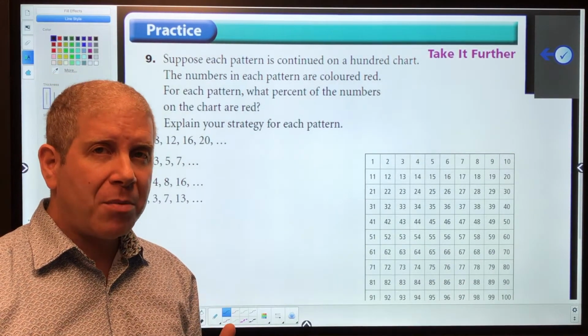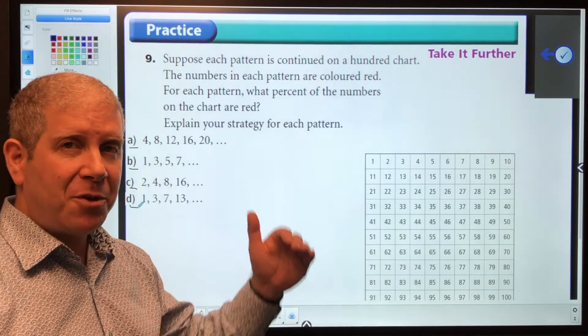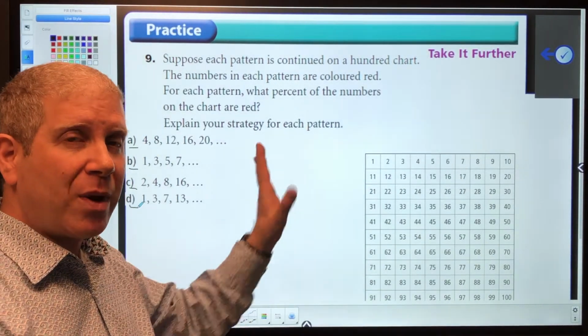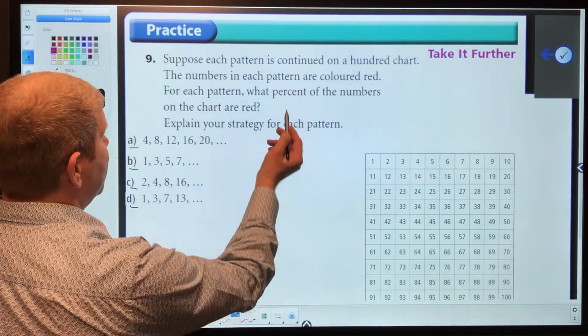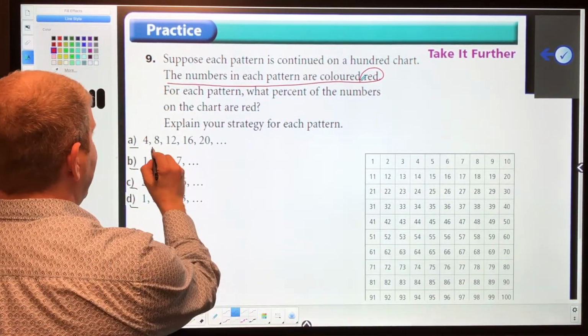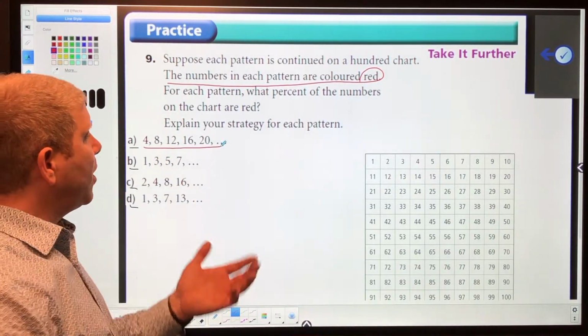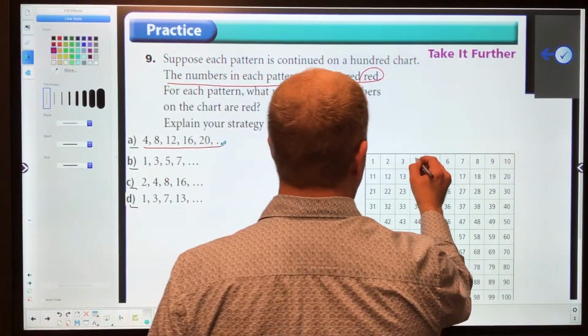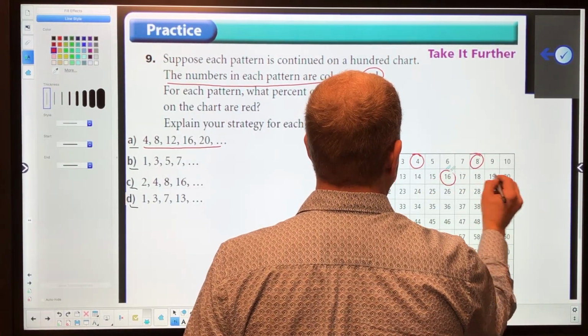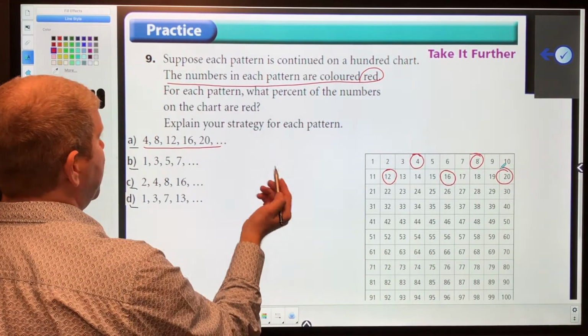So problems like this often get confusing as you go through. I like to start with whatever I can and do whatever they tell me to do if possible. So the first thing they're telling me is that the numbers in each pattern are colored red. Well, I can do that. So let's start with the first one here. 4, 8, 12, 16, and 20, I'm gonna color those red. 4, 8, 12, 16, and 20, colored red, beautiful.